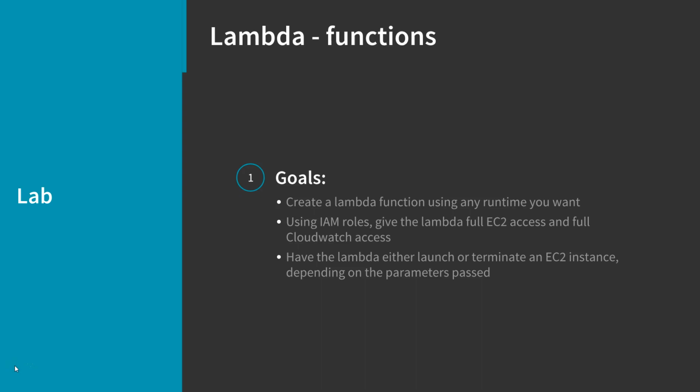So the first goal is to create a Lambda function using any runtime you want. Second, using IAM roles, give the Lambda full EC2 access and full CloudWatch access. And finally, have the Lambda either launch or terminate an EC2 instance depending on the parameters passed.